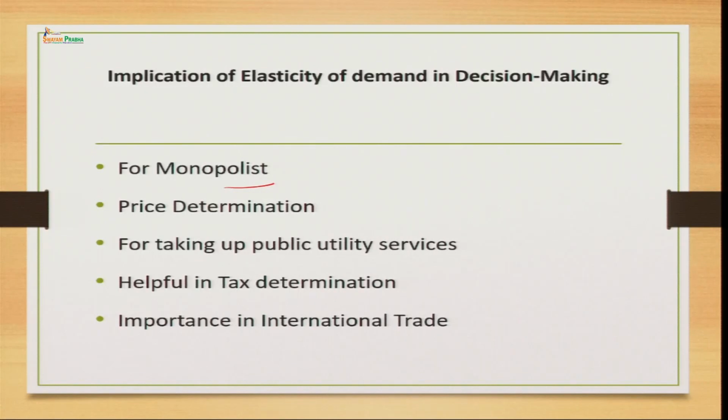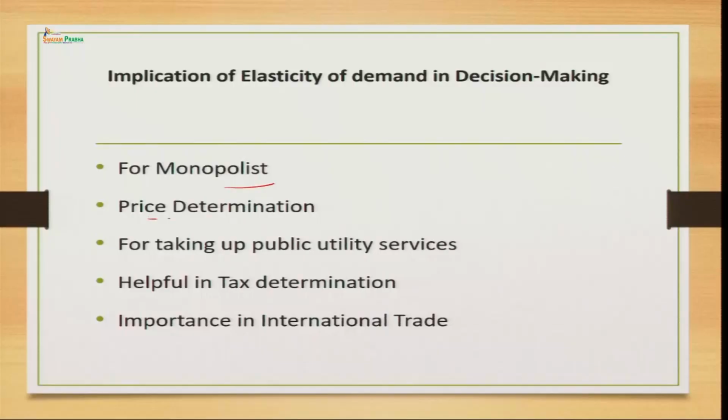And one thing also for a monopolist is that he can use price discrimination. He can charge different prices from different consumers for the same commodity. So again, he has to know for whom the demand is of elastic nature and for whom the demand is of inelastic nature. Then second is price determination.